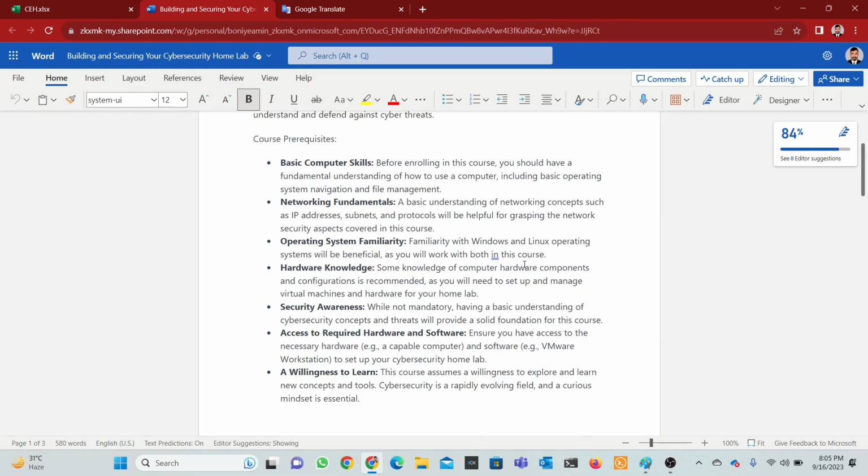Security awareness is for practical purposes, though it is not mandatory to have a basic understanding of cybersecurity concepts, and this course outline will provide a solid fundamental.